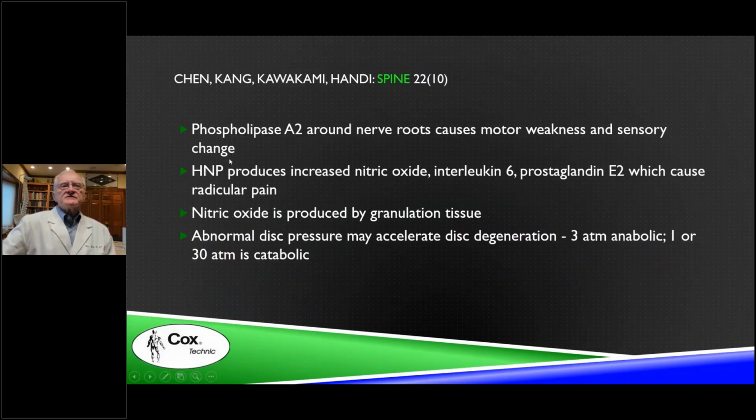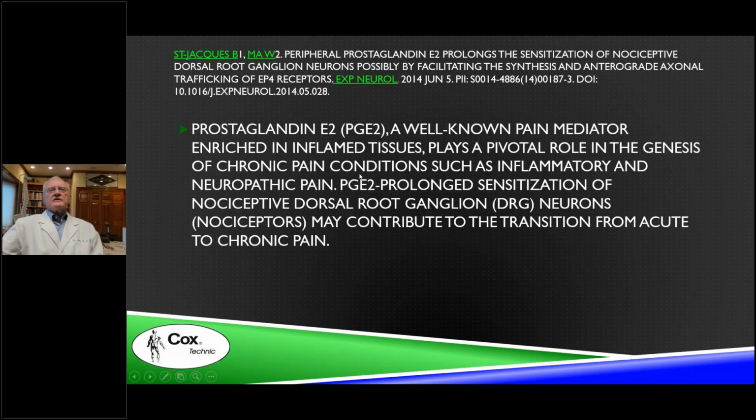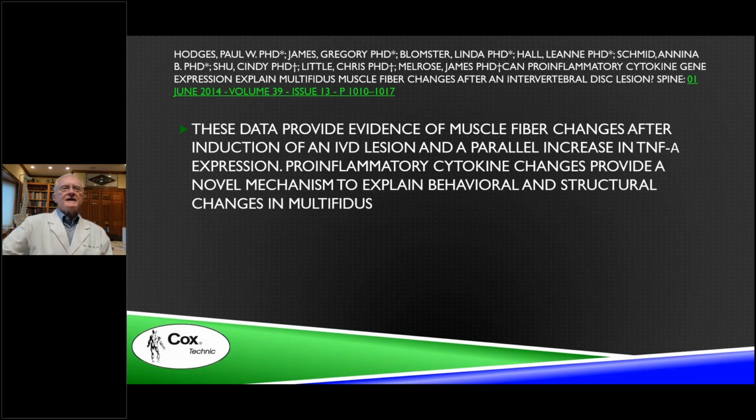These are some of the chemicals. Herniated discs produce nitric oxide, interleukin-6. All of these chemicals create chemical inflammation. Prostaglandin E2 is a known neuroinflammatory agent that causes sciatic pain.